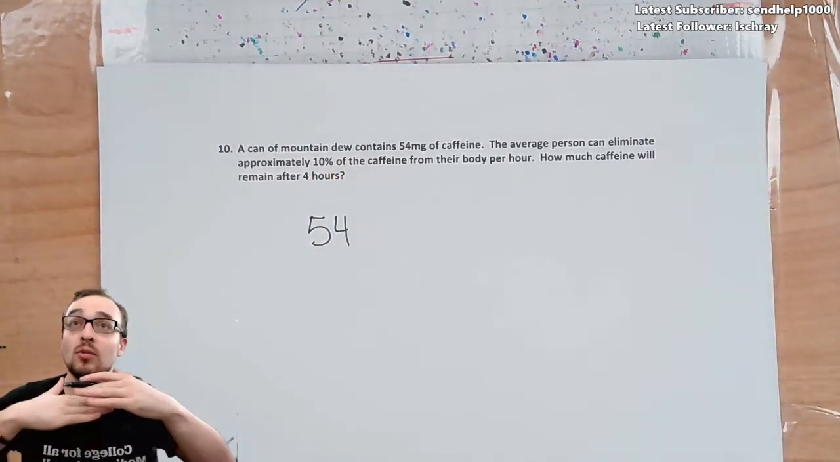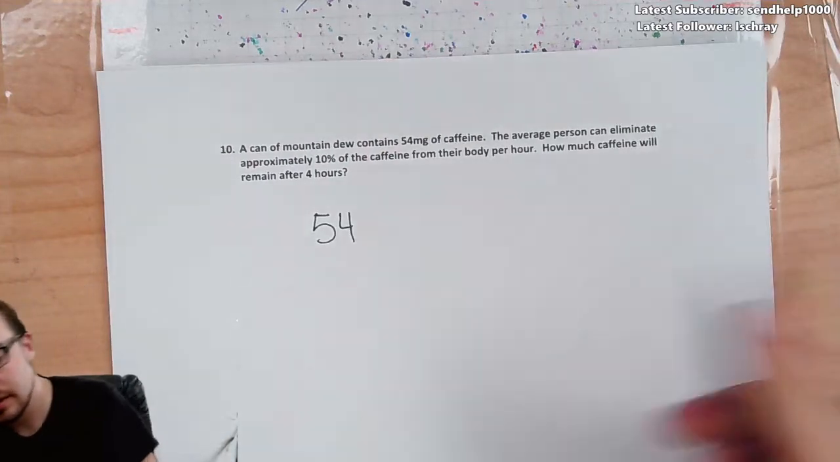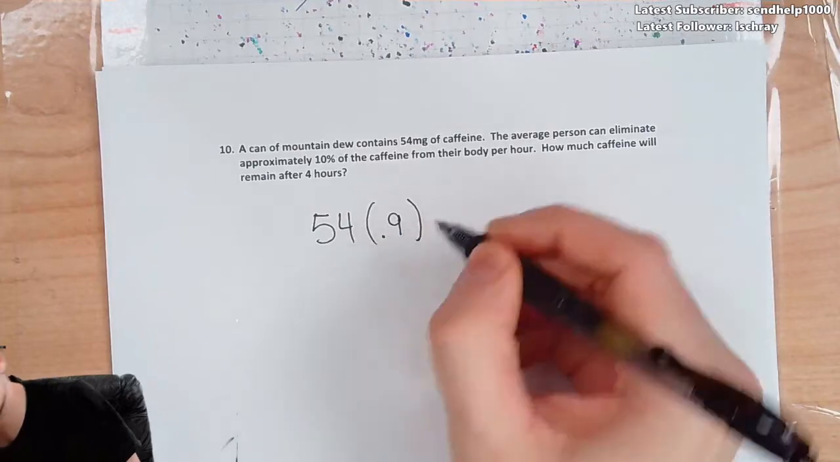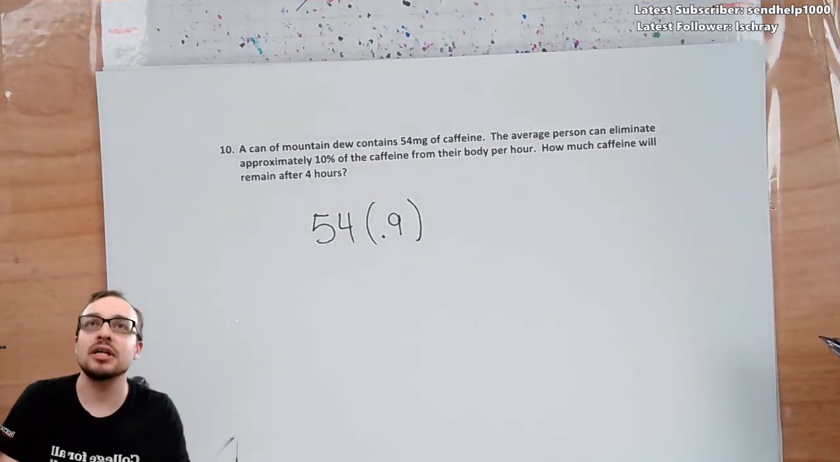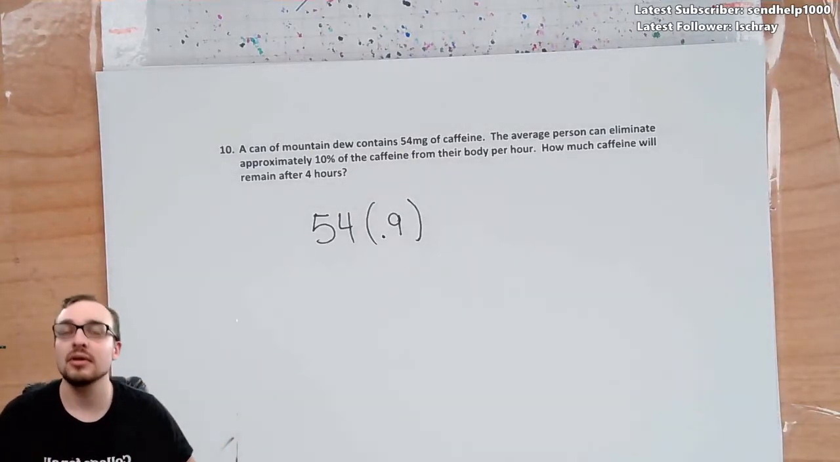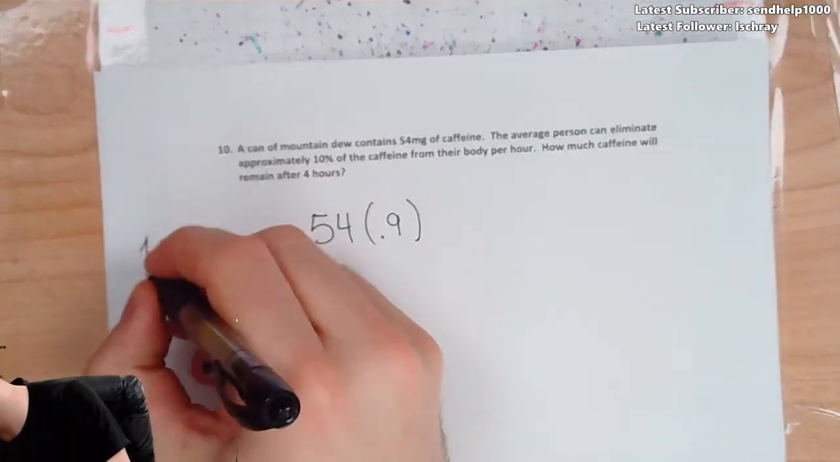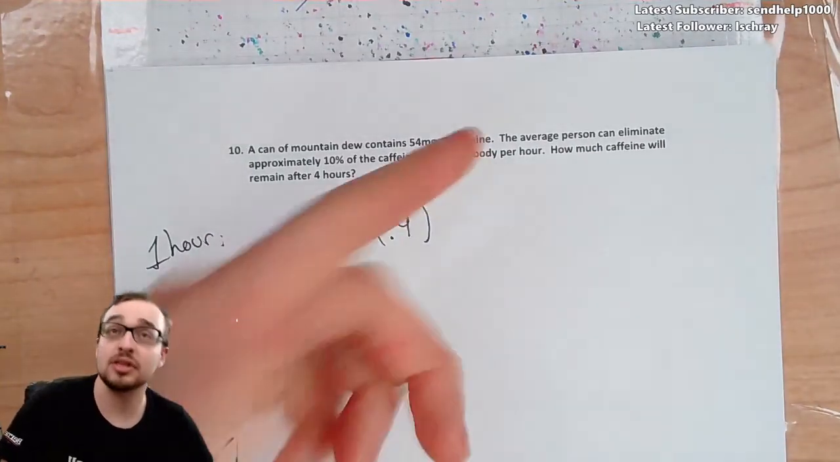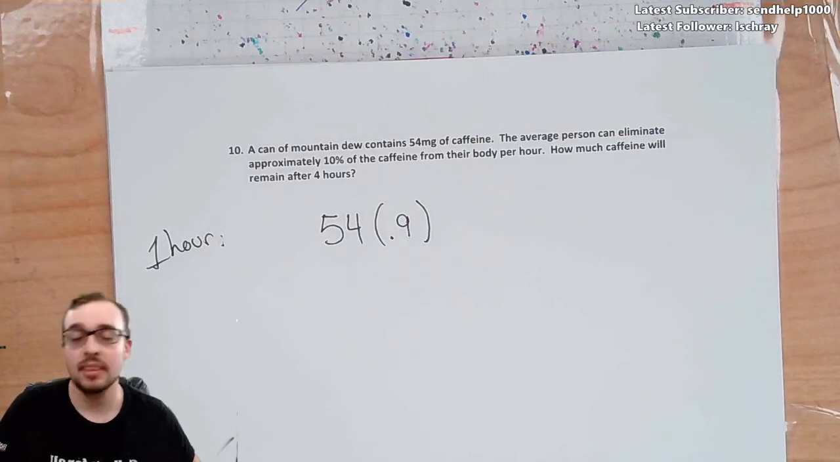10% goes away in an hour, right? So that means 90% will be left. Well, how much is 90% of 54? 0.9 times 54. When we say "of," we mean multiply. 90% of 54. That's after 1 hour. 90% will be left over, right? 10% is gone, 90% left over.